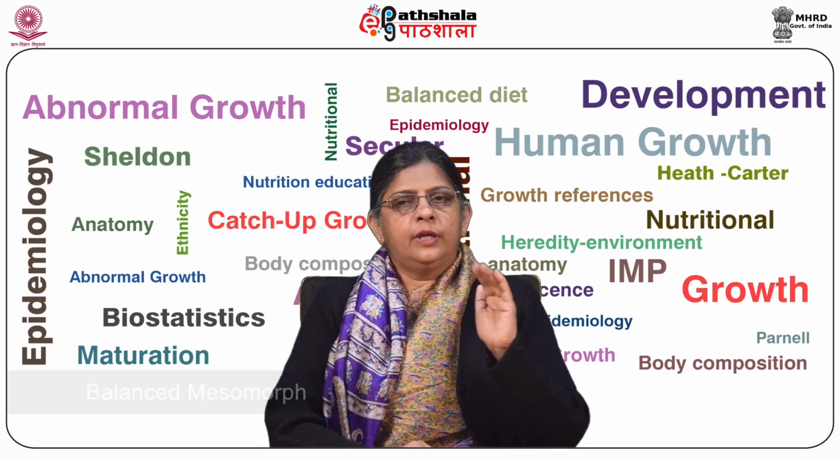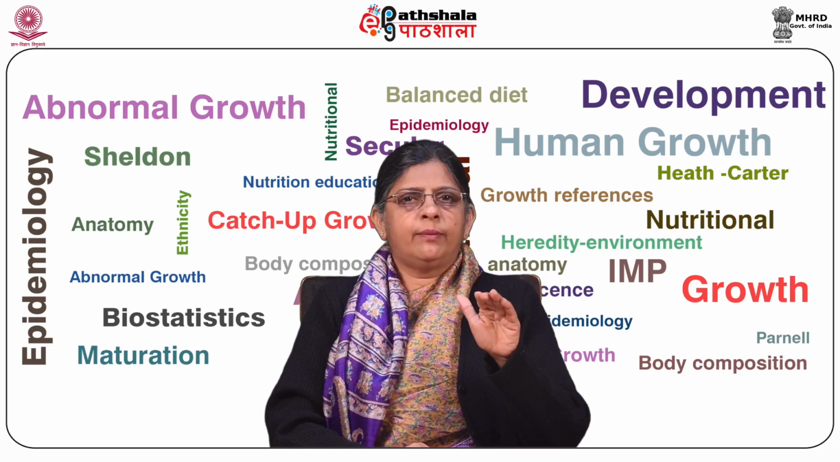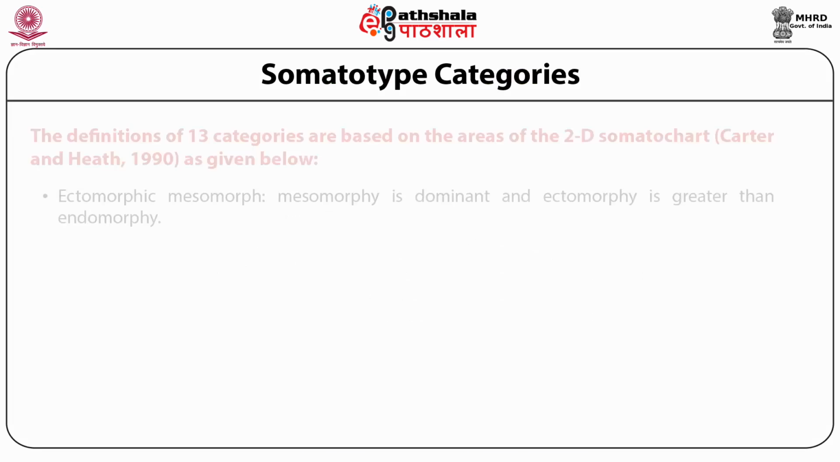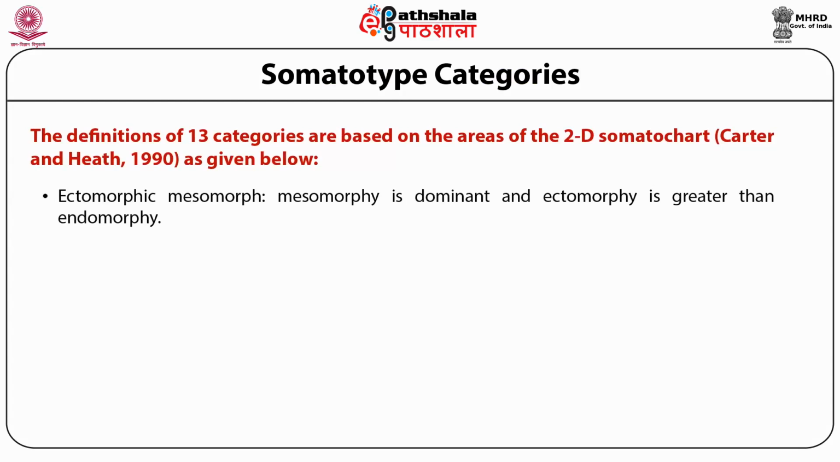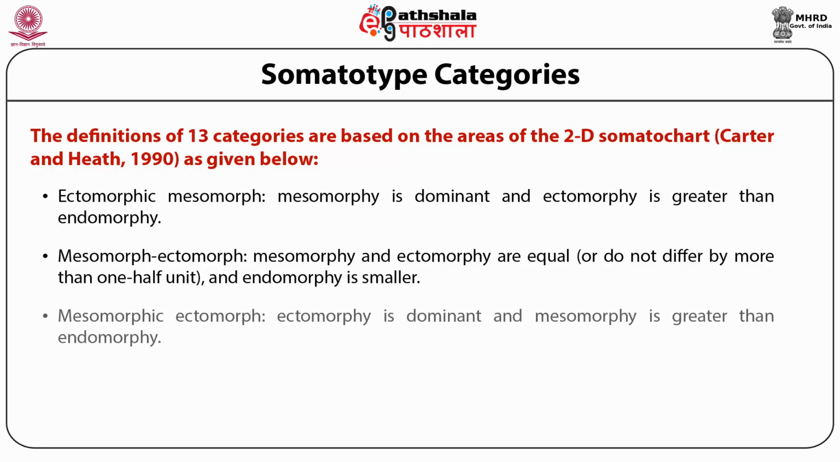Balanced mesomorph: mesomorphy is dominant, and endomorphy and ectomorphy are equal or do not differ by more than 1/2 unit. Ectomorphic mesomorph: mesomorphy is dominant and ectomorphy is greater than endomorphy. Mesomorph-ectomorph: mesomorphy and ectomorphy are equal or do not differ by more than 1/2 unit, and endomorphy is smaller. Mesomorphic ectomorph: ectomorphy is dominant and mesomorphy is greater than endomorphy.